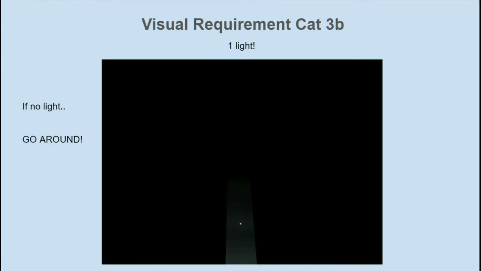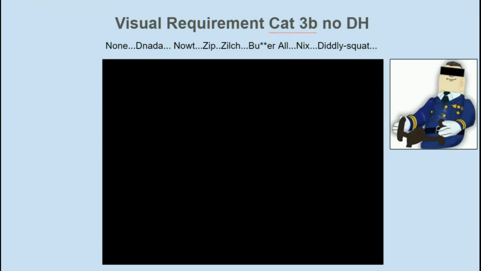And Category 3B, which would typically have a decision height of 20 feet, you would actually only need one light. Now, if you get to 20 feet and you don't see a light, you're supposed to go around, press the TOGA and do all the good stuff. The aircraft might touch down while you're doing this, but it will get airborne again, they tell me.